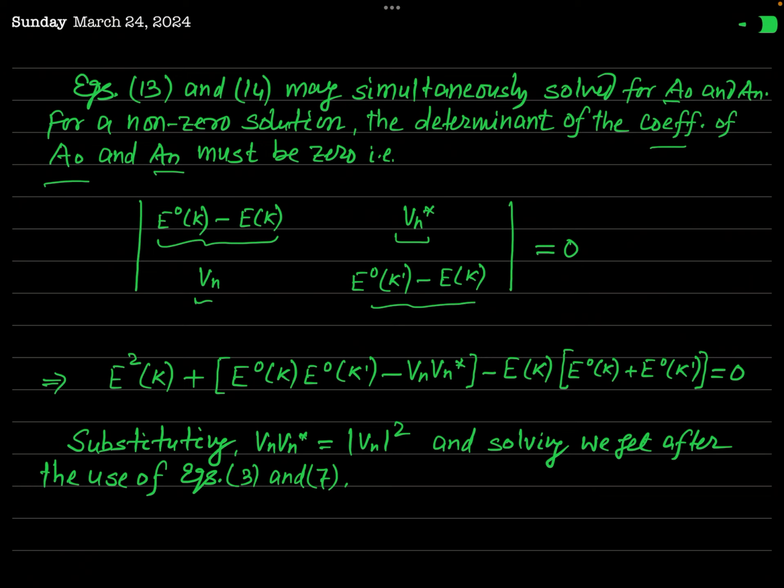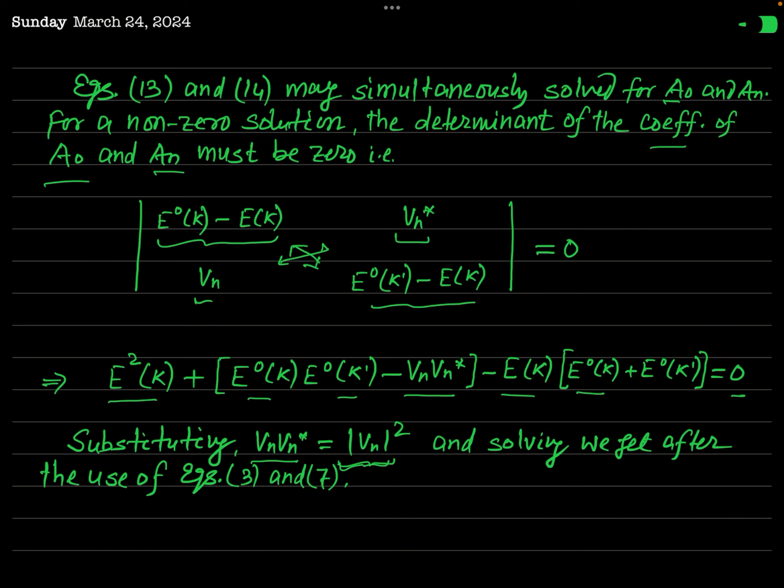Now solve this determinant. For solving, we will simply take the cross multiplications and subtract. And after simplifying, you will get E square of k plus e naught of k times e naught of k dashed minus Vn times Vn star, okay, minus E of k times e naught of k plus e naught of k dashed, and that is equal to 0. Actually, you can see this is a quadratic equation in E of k, okay. And you also know that Vn times Vn star is simply mod of Vn square, okay. So in this equation, you can substitute mod of Vn square instead of this product Vn and Vn star.